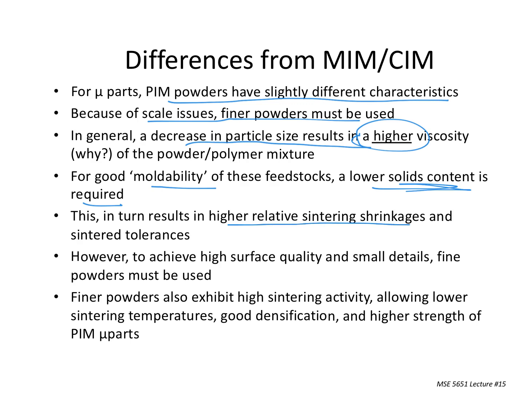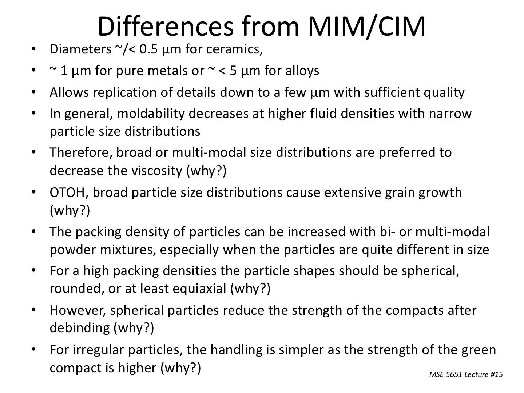You get high relative shrinkages and sintering tolerances. You must use fine powders to get to the high surface qualities and the small details that we just saw a minute ago. These also exhibit high sintering activity, which is good because it can allow lower sintering temperatures in the context of some of these things, and higher strength in the end. So that's a handy combination of things.